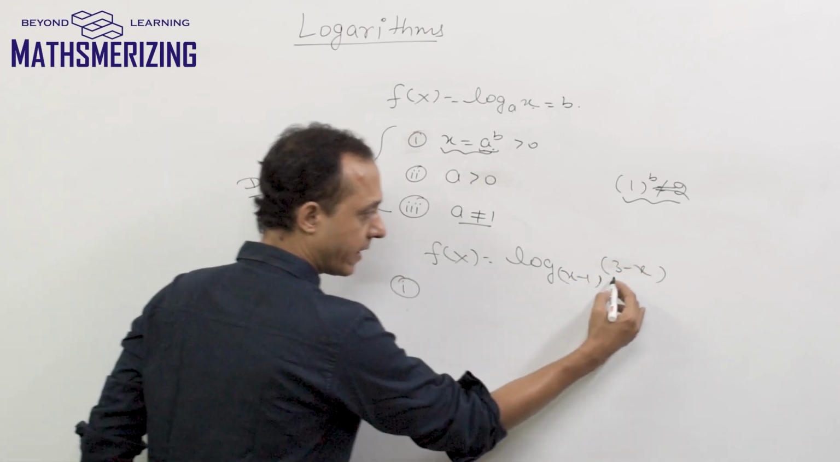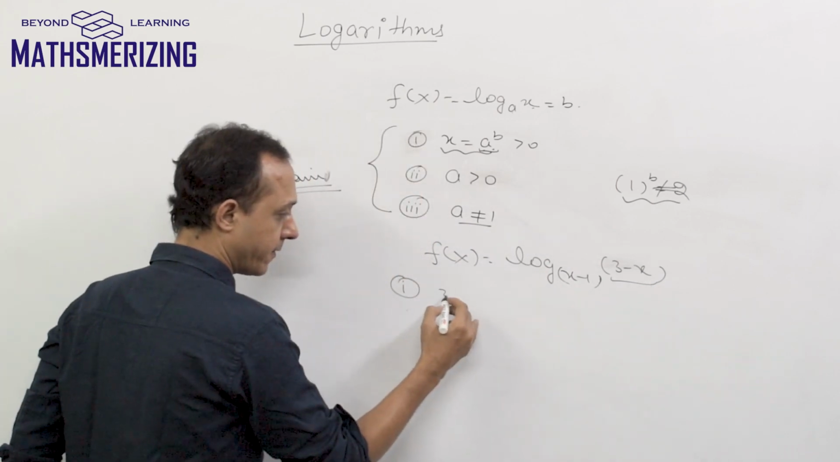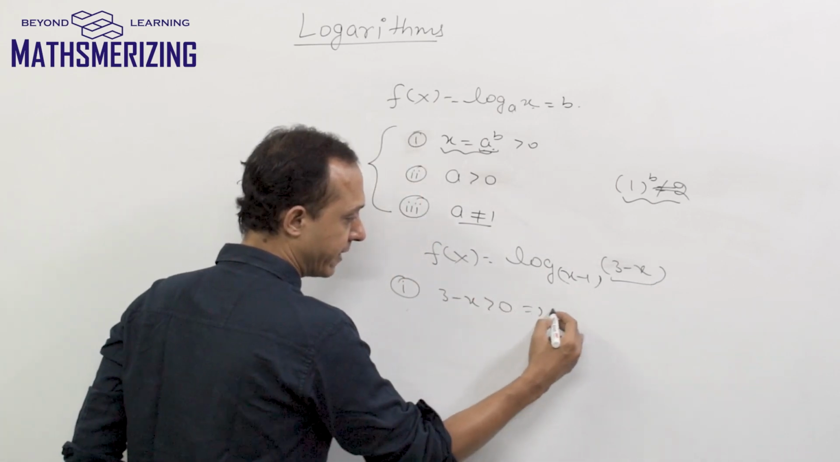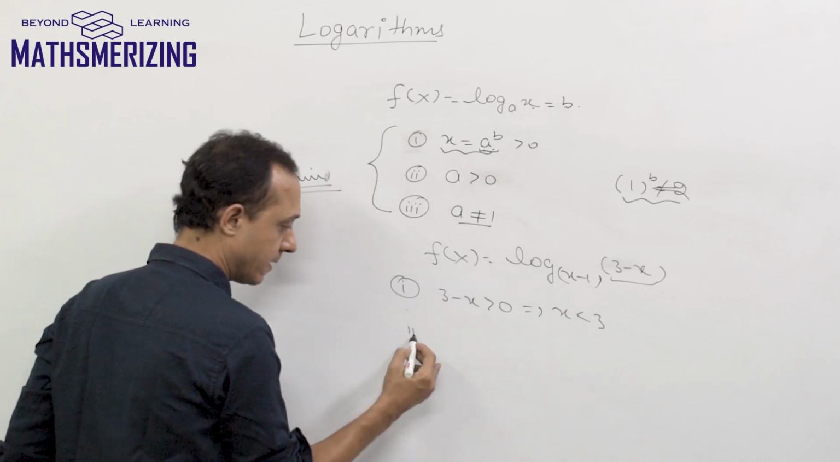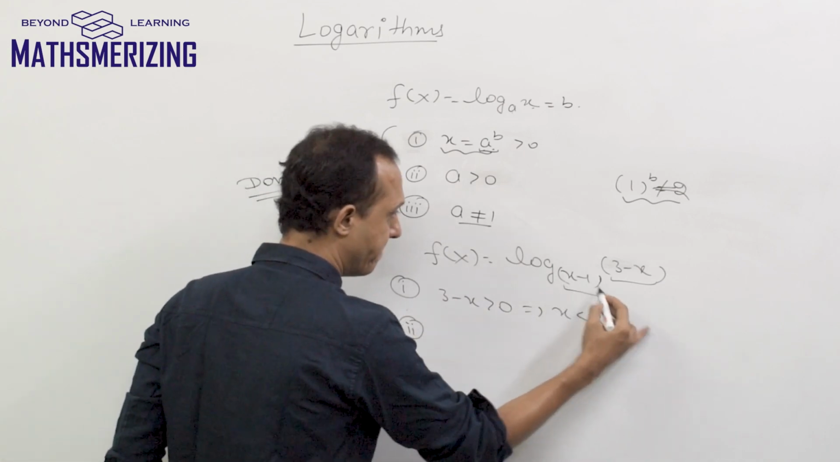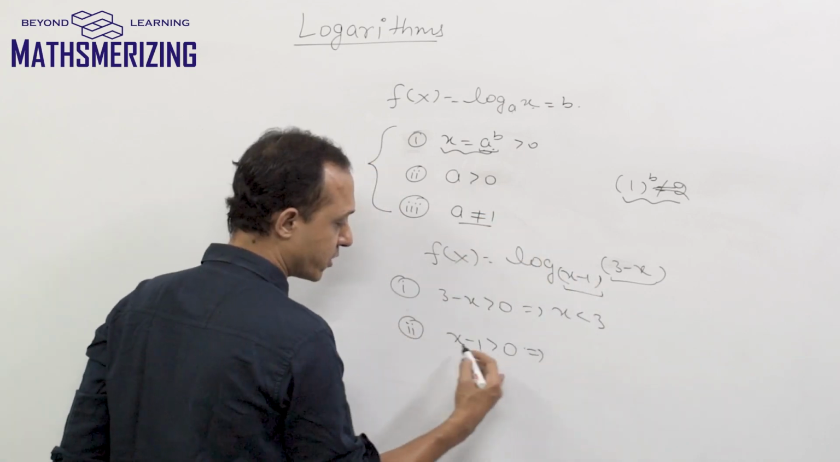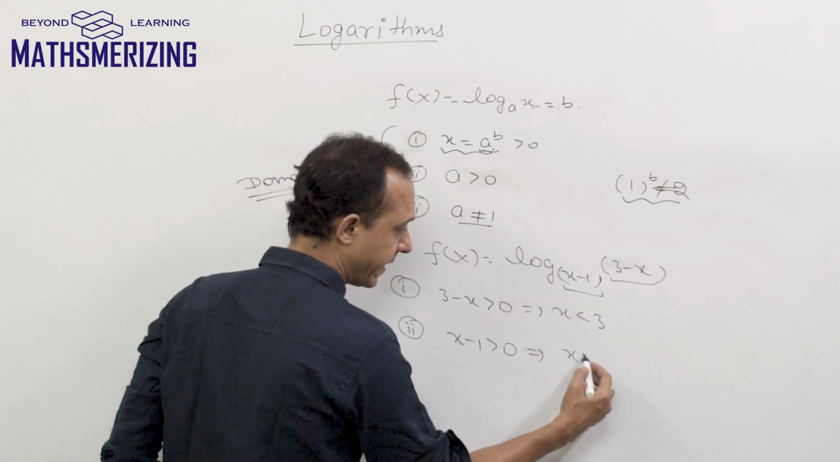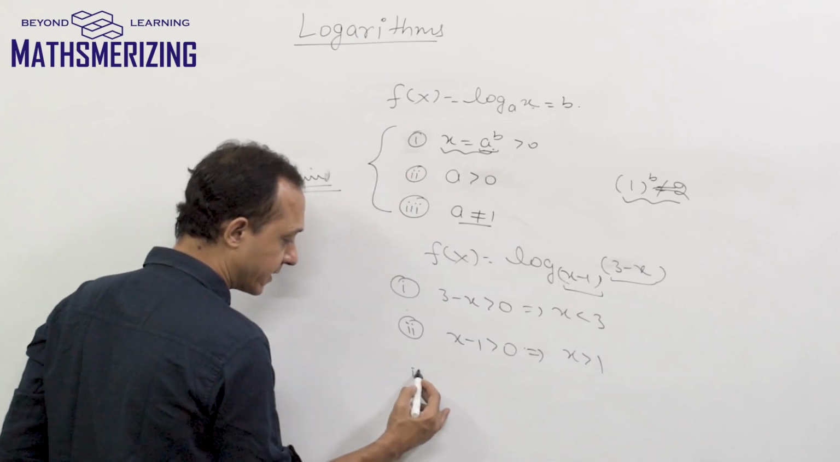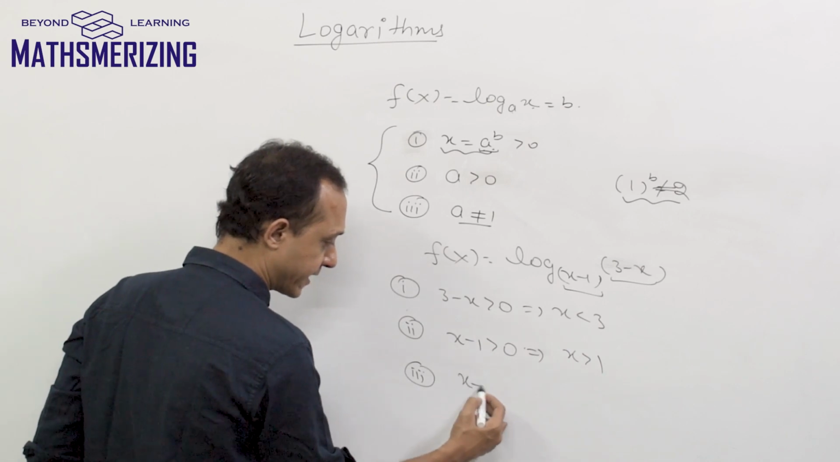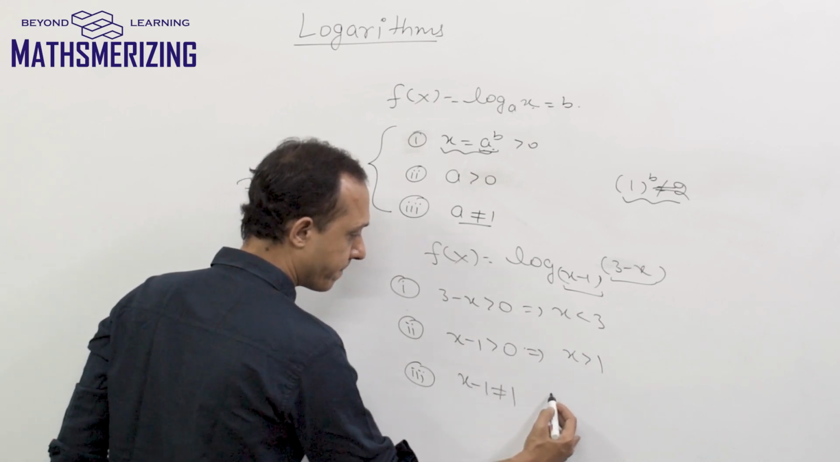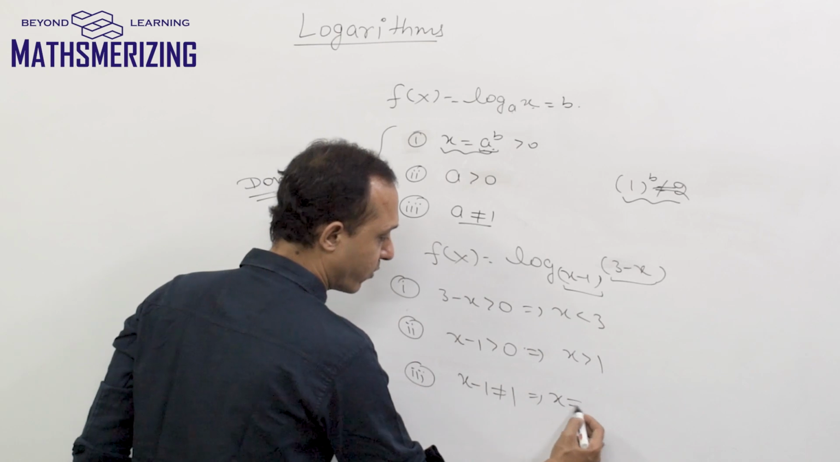First, 3 minus x should be greater than 0, which will give me x is less than 3. Second condition, base should be greater than 0. x minus 1 should be greater than 0. That is, x is greater than 1. And the third condition, that base, which is x minus 1, should not be equal to 1. That is, x is unequal to 2.